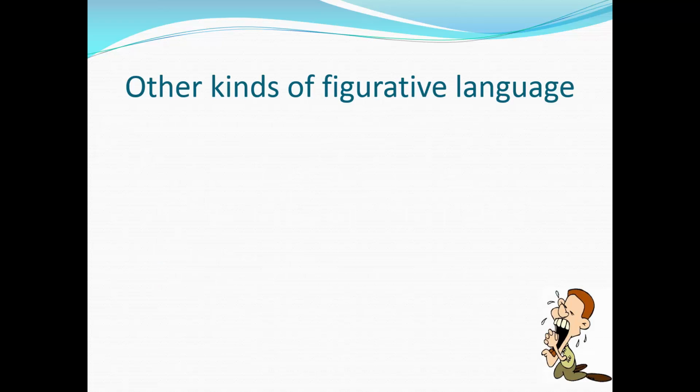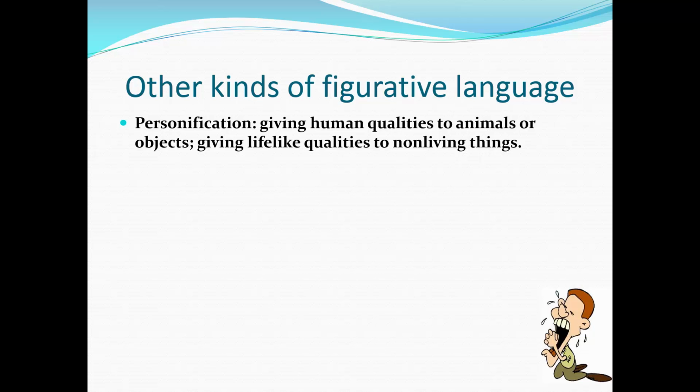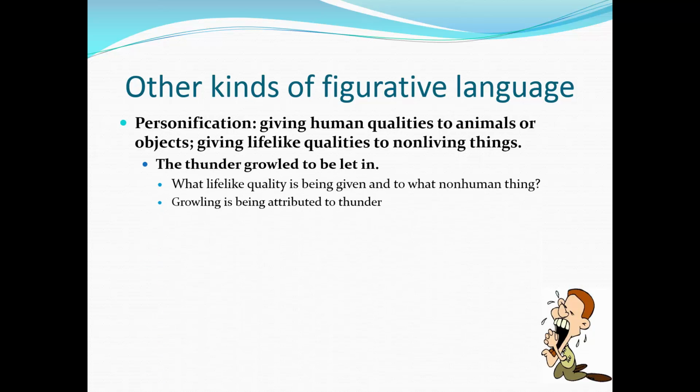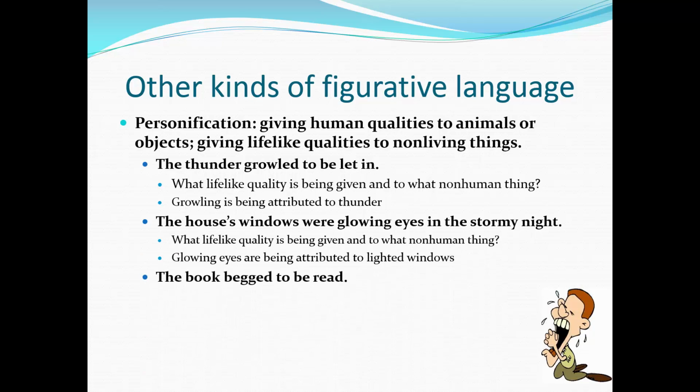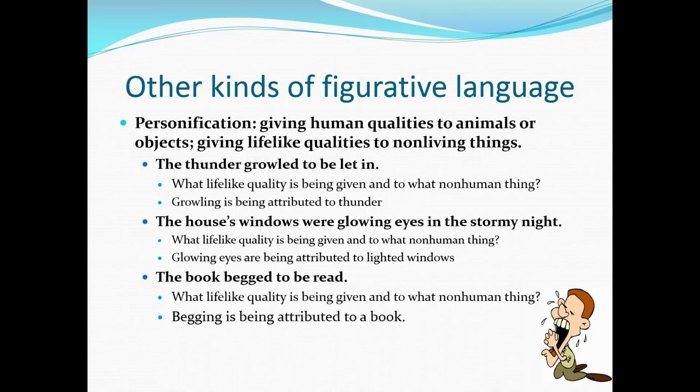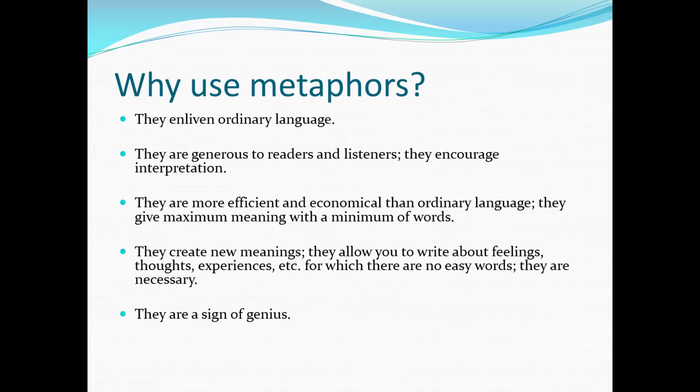And other kinds of figurative language exist, such as personification, which is when human qualities, or animalistic qualities, are given to non-living things. The thunder growled to be let in. Thunder obviously doesn't growl, an animal growls. The house's windows were glowing eyes in the stormy night, so the windows are being compared to eyes there. The book begged to be read. Well, a book can't actually beg, it's a thing, and so you've got figurative language there. All these items are being personified.